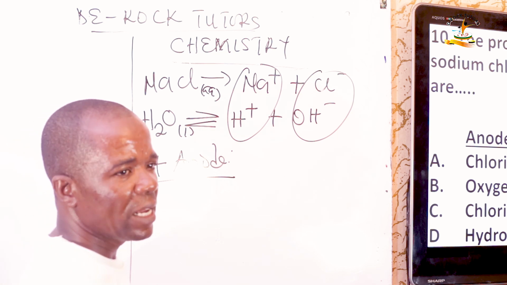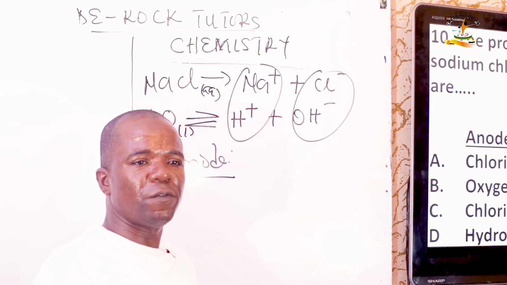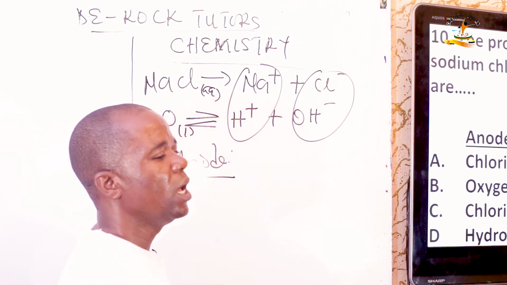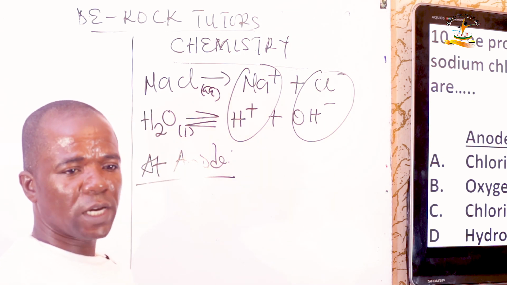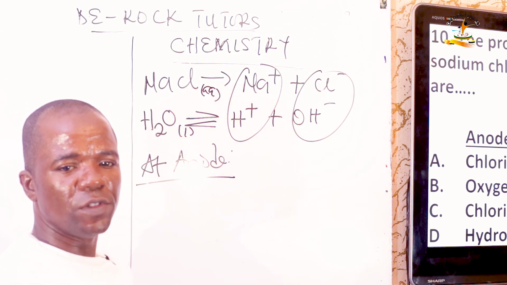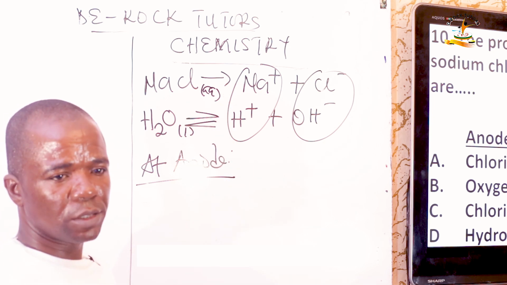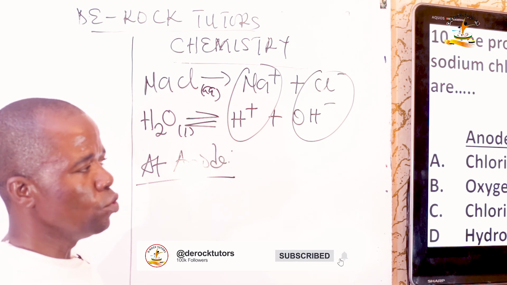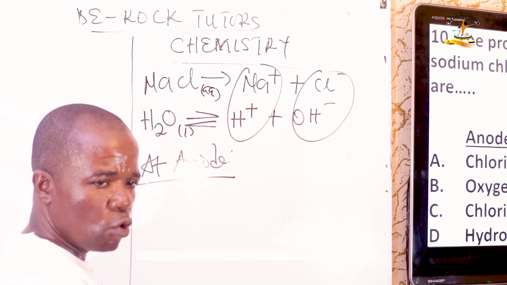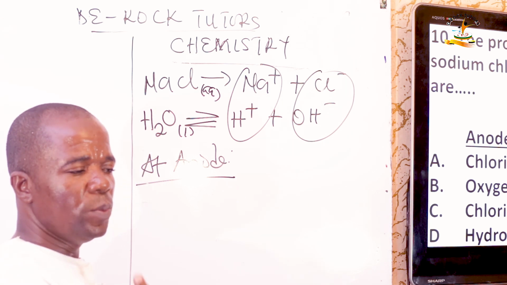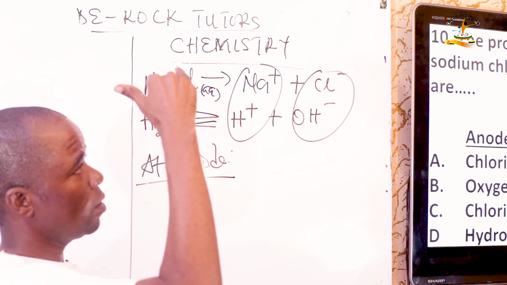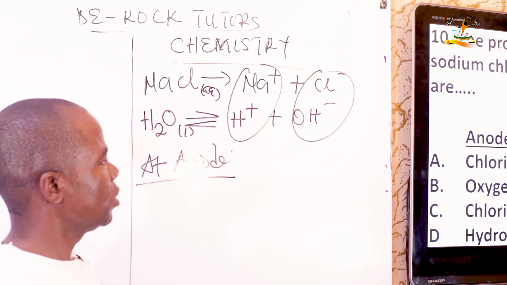We remember that there are three factors that affect preferential discharge of ions during electrolysis. One of the factors is the position of the ions in the electrochemical series. And the rule tells us that ions that are lower in the electrochemical series will be discharged in preference to ions that are higher in the electrochemical series.